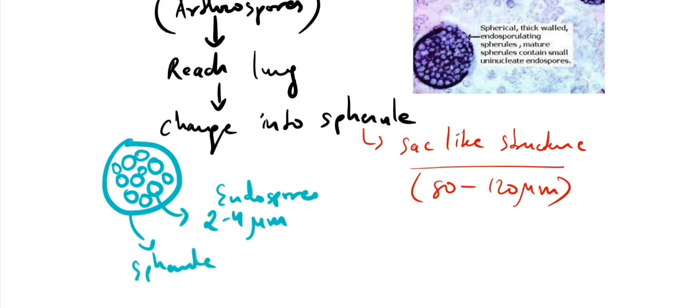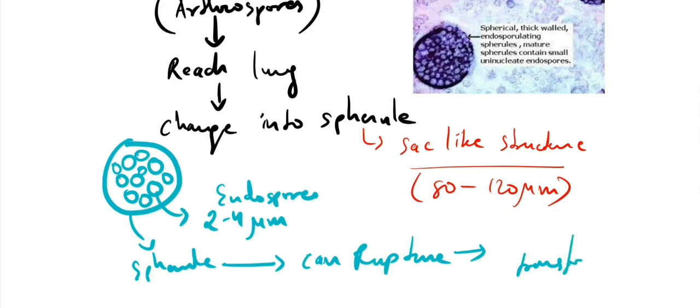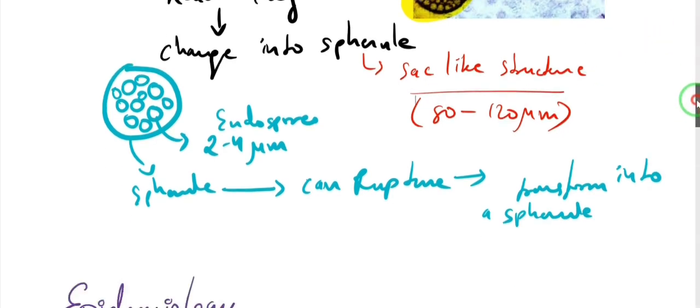And this spherule can rupture and release these endospores, and these endospores can again transform into a new spherule, right? So here you can see in this picture, this is a spherule, and these tiny small things are the endospores, right? So this is the endosporulating spherule, and this is how they spread throughout our body.